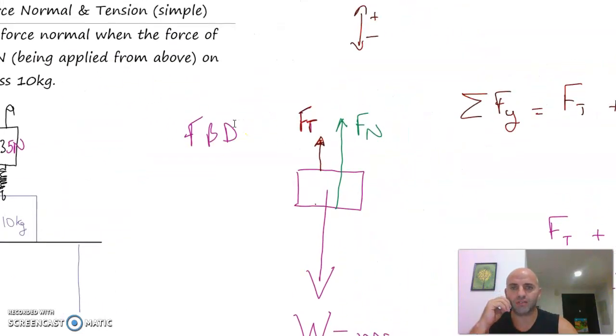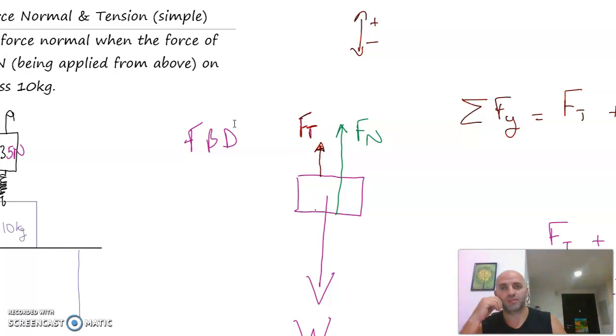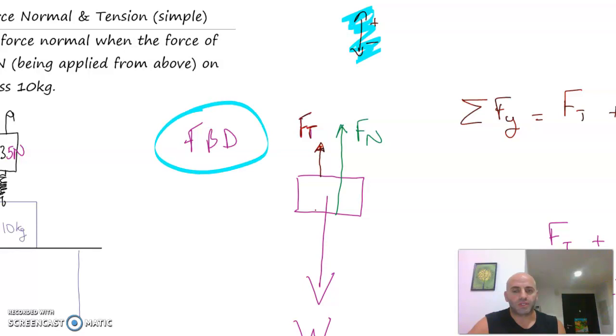So we start off with defining our frame of reference. We just make sure that we're saying everything that points up is going to be positive and everything that points down, let's say, is negative. Then we'll work with our free body diagram. So again, I just simplify this.